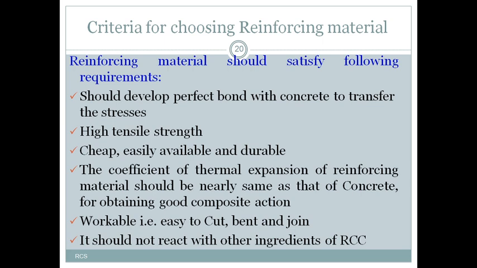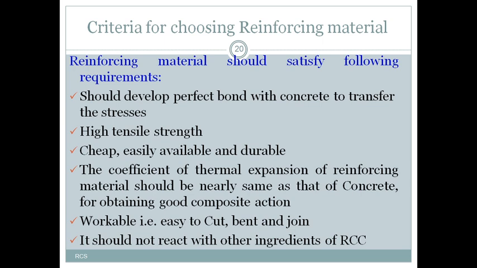If you use materials with different coefficients of thermal expansion, then the material with higher thermal expansion will expand more and the material with lower thermal expansion will expand less. So there is a variation in expansion, and there may be a chance of failure of the concrete member. So that's why the reinforcing material should have the thermal expansion same as that of the concrete. And it should be workable.